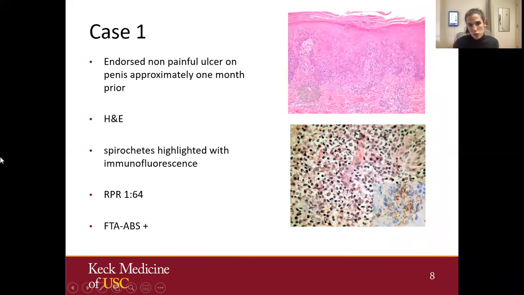Based on this rash alone and his history, we were concerned about possible syphilis. We asked some clarifying questions, and he did endorse a history of a non-painful ulcer on his penis that had resolved approximately 1 month prior to when we saw him. Because we were in the derm clinic and this is part of the workup we could do, we performed a biopsy, and it was sent for H&E, and direct immunofluorescence was also performed on it.